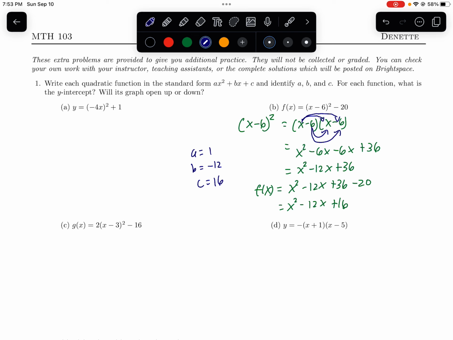And because c is always the y-intercept, this means that 16 is also the y-intercept. And it would open up, since a is bigger than 0. Because a is 1, the parabola opens up.